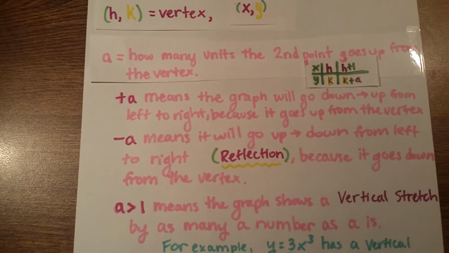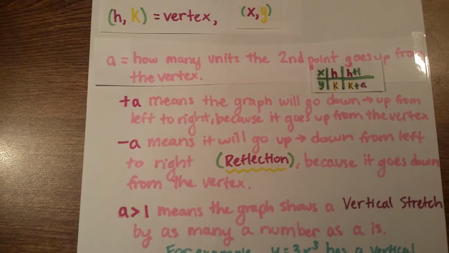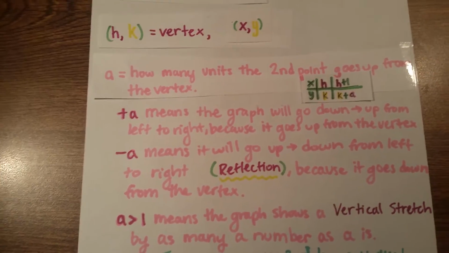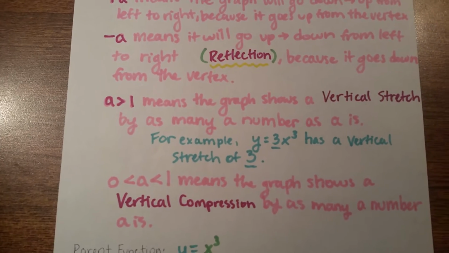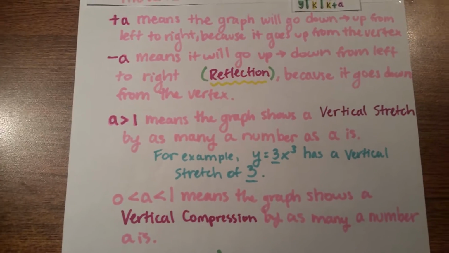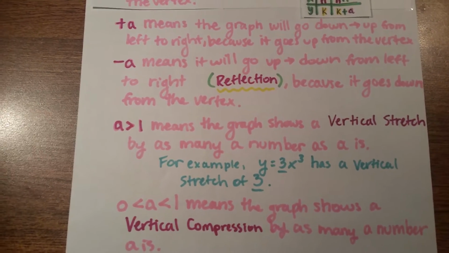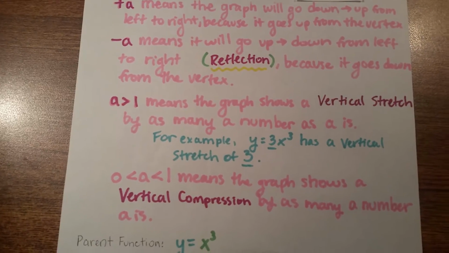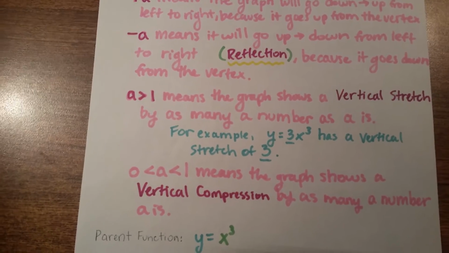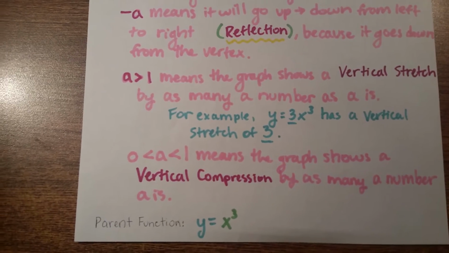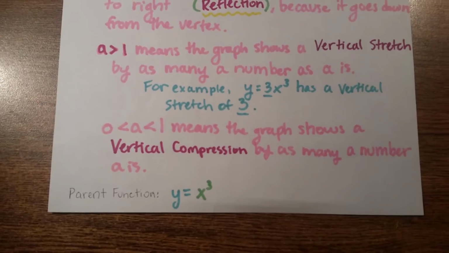And as long as a is positive, the graph will always go from down to up, from left to right. If a is more than 1, then the graph is showing that there is a vertical stretch on your cubic function, and we call that a vertical stretch by as many as the number a is. So if y equals 3x cubed, since a equals 3, the graph has a vertical stretch of 3. If a is between 0 and 1, then the graph has a vertical compression, again by as many as the number a is.